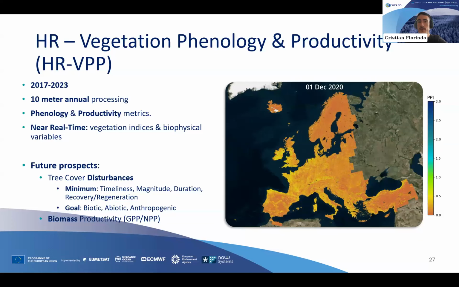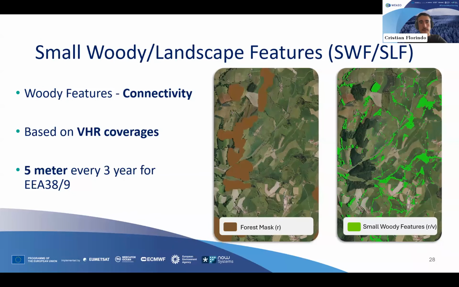When we talk about near real time in WEkEO, it's basically daily products usually, or sometimes hourly, but in this case it's daily, and it is provided just 1 or 2 days or just a few days after it is obtained. And that's why it's also near real time. And there's future prospects to develop, which are disturbances, both biotic, abiotic, anthropogenic, and biomass productivity in gross and net productivity.